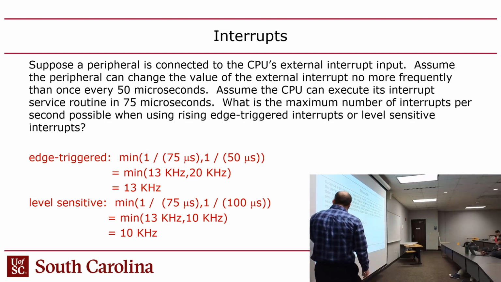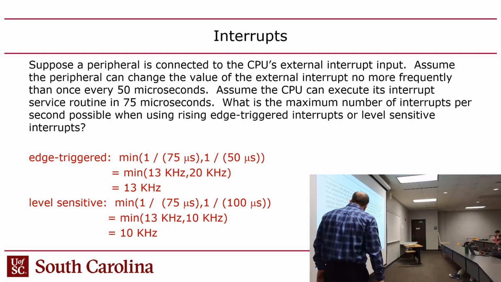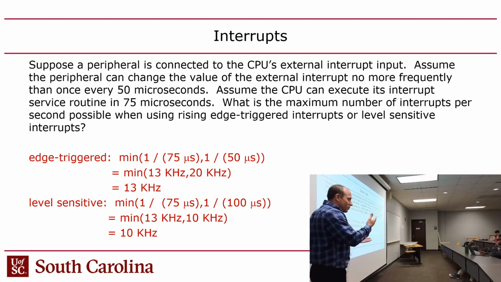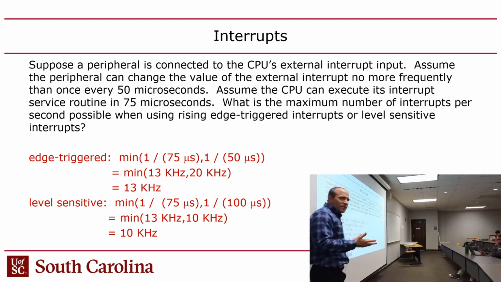And not only are they swapped, but I would argue that the level sensitive one could execute infinitely fast if the limitation was just the actual wire. Make sense? You guys with me?